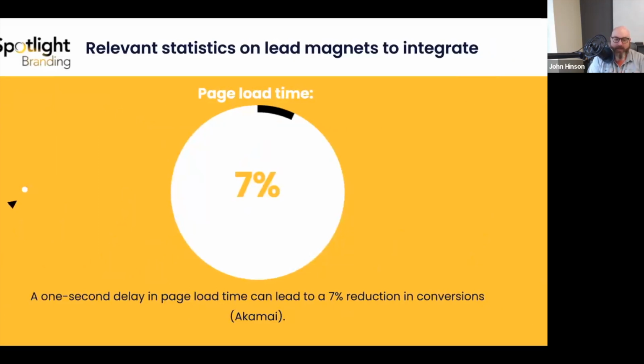A 1 second delay in page time can lead to a 7% reduction in conversions. And here's the thing: a lot of my clients get these fear-mongering emails saying your website is failing the Google page speed test. And sure, it probably is, but YouTube also fails Google's page speed test, and YouTube is a Google property. So be careful what you listen to in that regard. But if your landing pages are taking seconds to load, that's a problem, and you should definitely look at ways to optimize that.